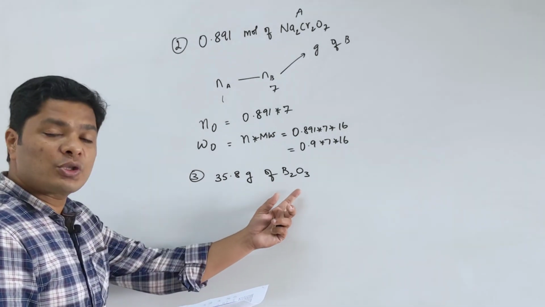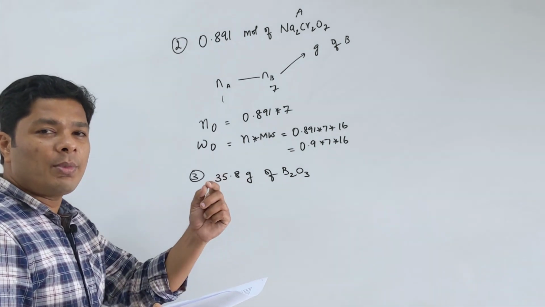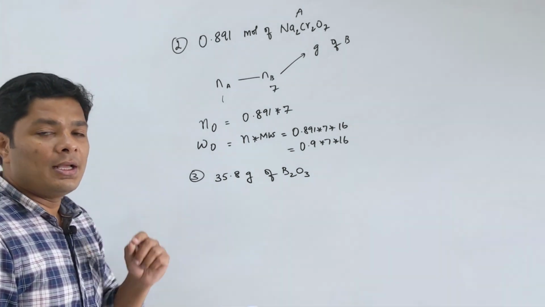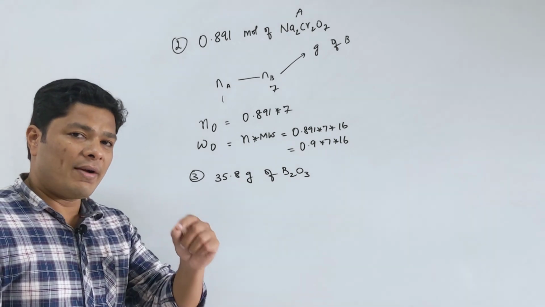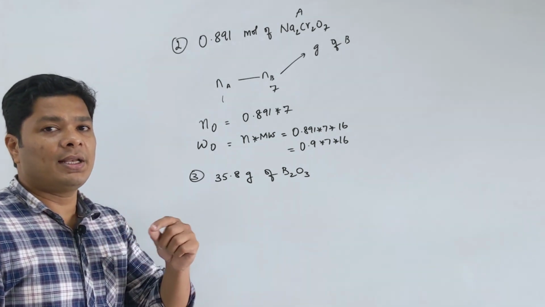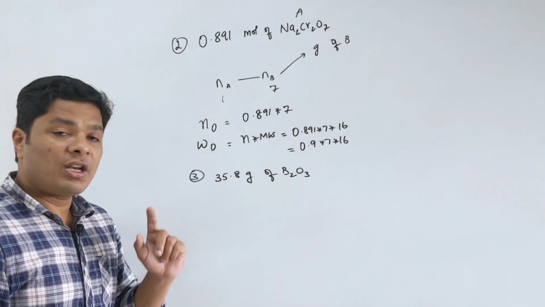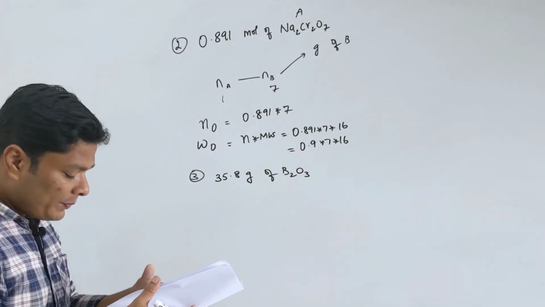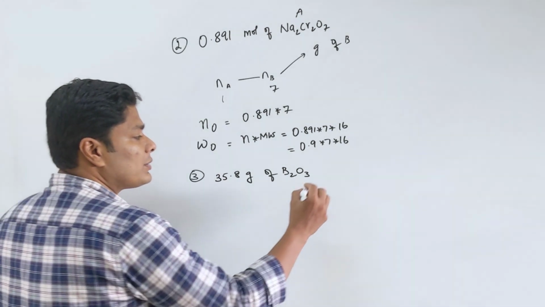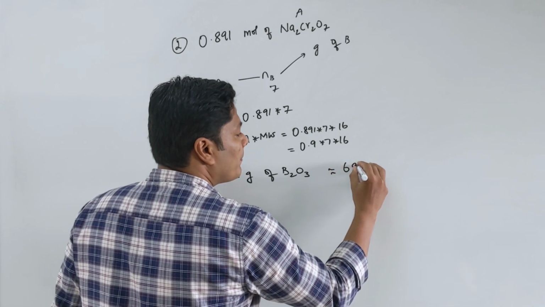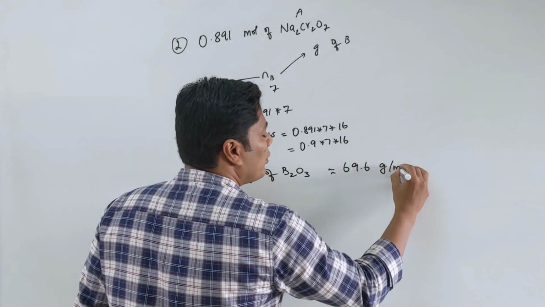Generally, they will give the atomic mass, but it's a good idea to remember certain atomic masses. Now we will see which ones you have to remember. I will say that in the first part of the periodicity lecture. You have to remember those at least, your first and second period, by the way. So this is approximately equal to 69.6 gram per mole.